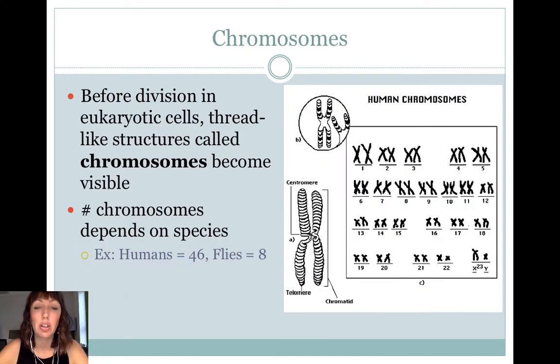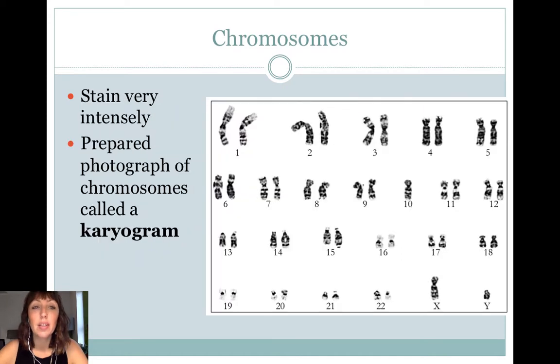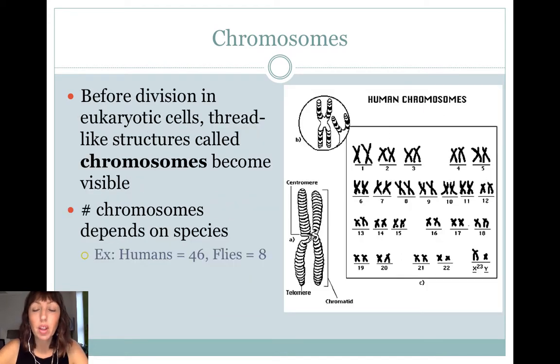Before division in eukaryotic cells, thread-like structures called chromosomes become visible, and the number of chromosomes depends on the species. So humans have 46. Flies have 8. So looking at this, 46 chromosomes, we know that we have 23 pairs of like chromosomes, okay, and one set is from your mother and one set is from your father, which is why you have 46.